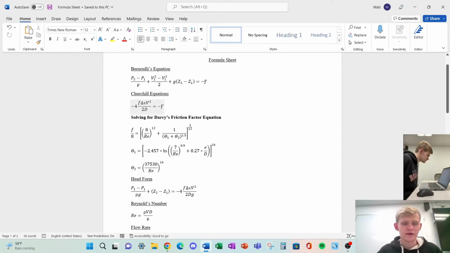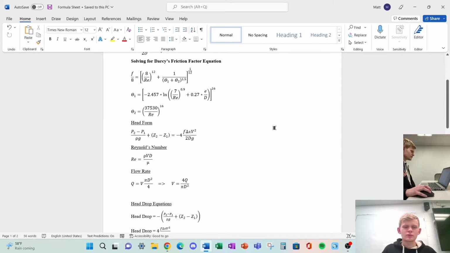this is something that we found earlier, which is going to be 4 times the friction factor times the length of the pipe, which is delta x, or the distance. We also have our velocity squared, and then divided by 2 divided by the diameter of the pipe.